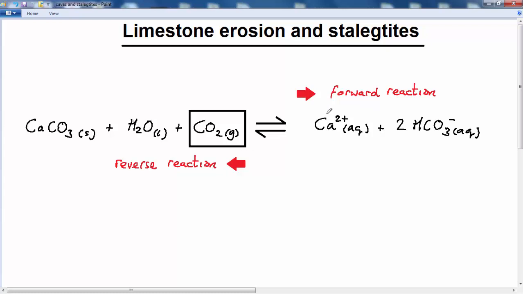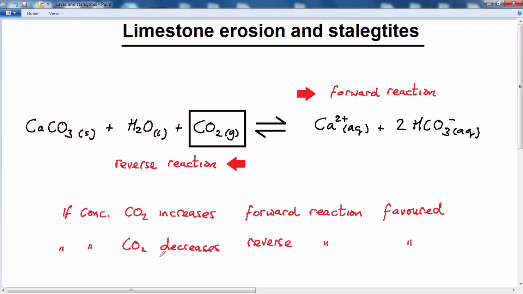then the reaction will favour the direction that reduces that concentration. So if the concentration of carbon dioxide increases, then in order to reduce the concentration of carbon dioxide, the forward reaction will be favoured, so that the position of equilibrium is shifted towards the dissolved calcium and bicarbonate ions. So you're going to end up getting a greater amount of calcium and bicarbonate ions in order to reduce the concentration of carbon dioxide. The reaction will move in the forward direction.